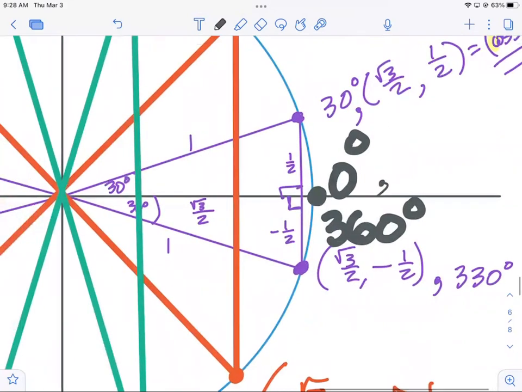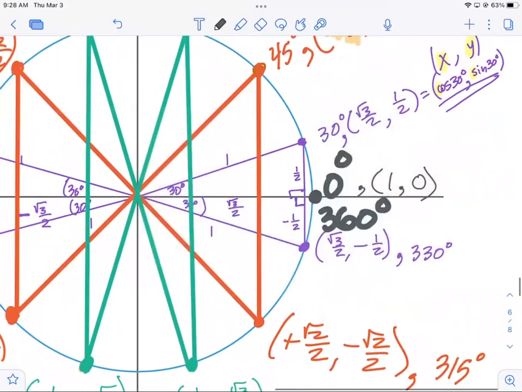I'm on the unit circle. So to get to the right, I just go straight to the right, 1 unit. And how high do I go up? Not at all. Very good. So there's the ordered pair at 0 degrees and 360 degrees. Same ordered pair. What would the cosine then of 0 degrees be?